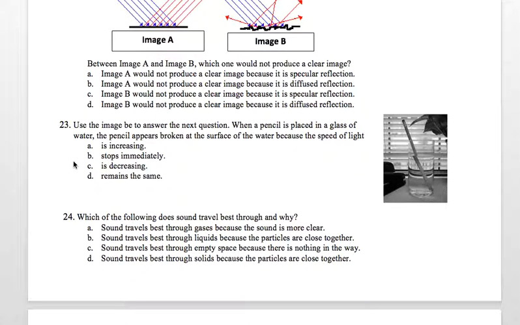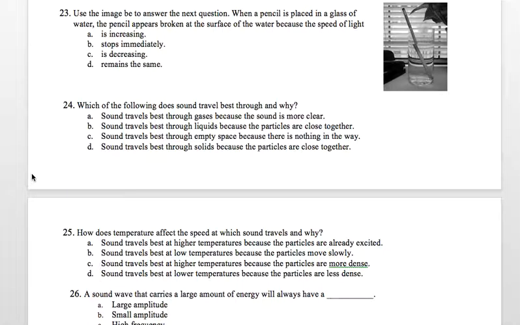23. Use the image to answer the next question. When a pencil is placed in a glass of water, the pencil appears broken at the surface of the water because the speed of light A. is increasing, B. stops immediately, C. is decreasing, or D. remains the same.